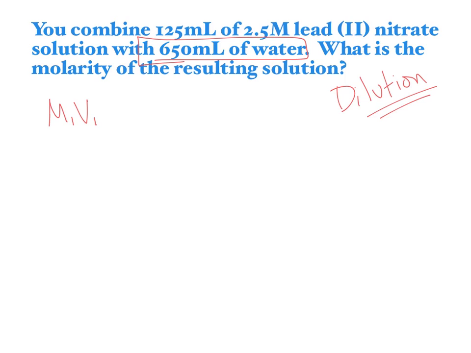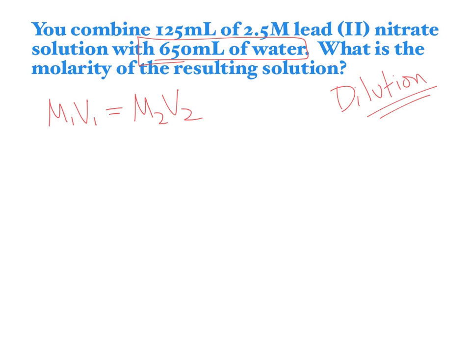So because it's a dilution problem, we're going to use our dilution equation, M1V1 equals M2V2. So the molarity and volume of our first solution equals the molarity and volume of our second solution. So what do we have here to start with? Well, I'm starting with 125 mL of a 0.25 molar lead nitrate solution. That's what I'm starting with up here. And the 650 is part of the after. It's part of volume number 2.